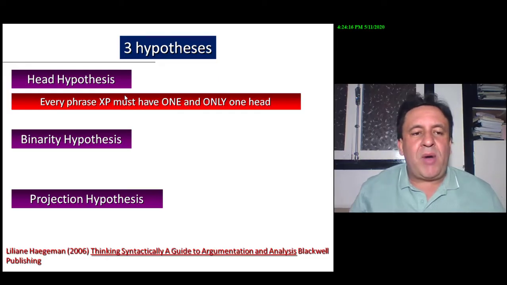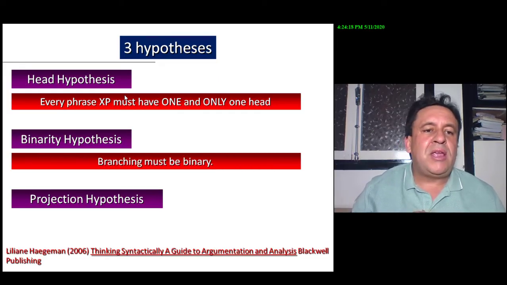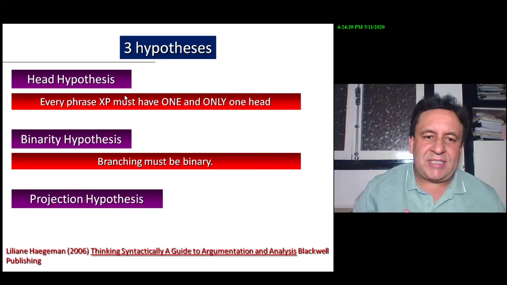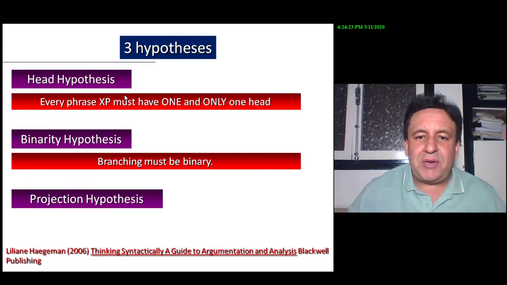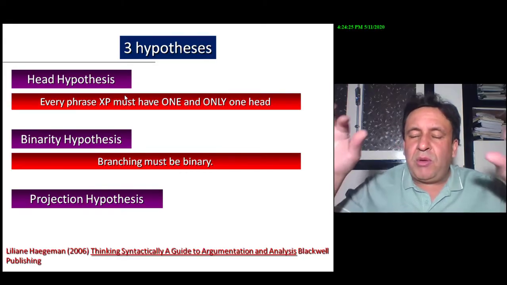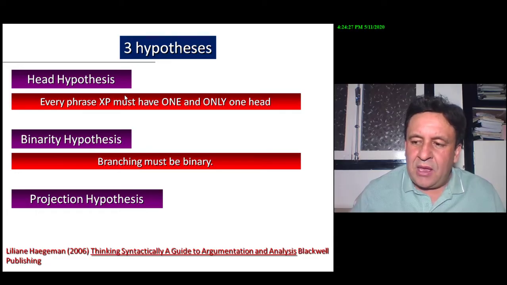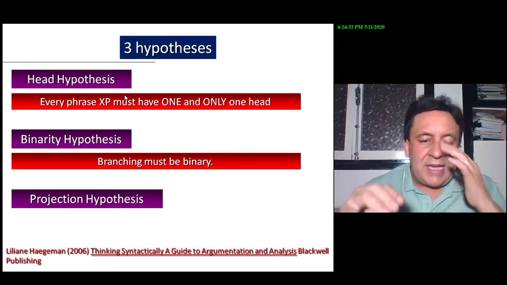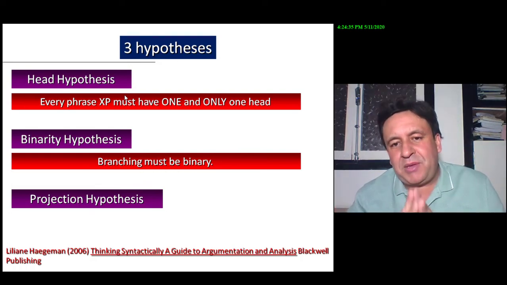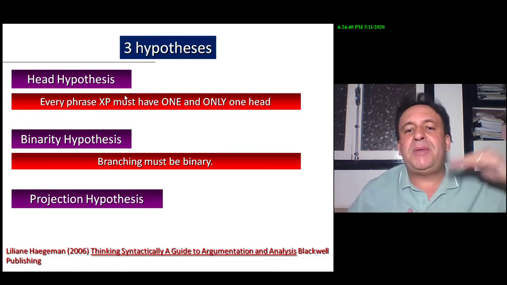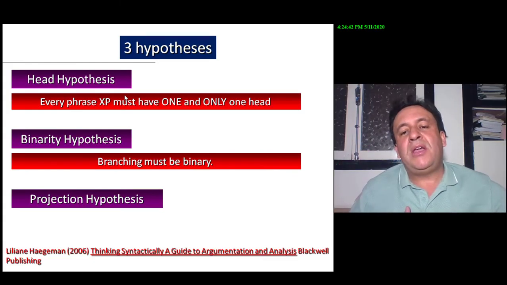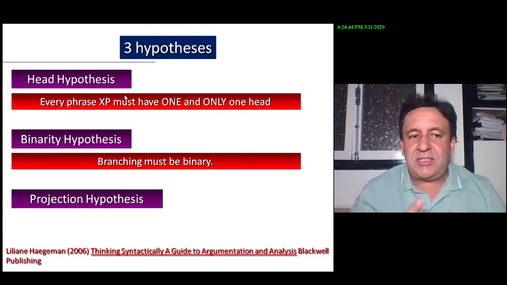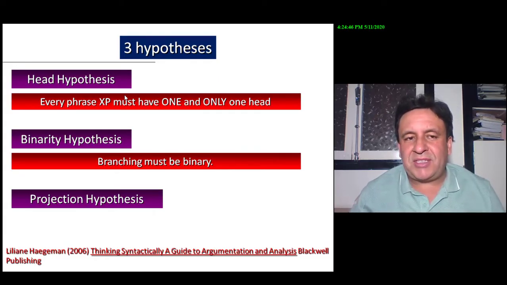The second requirement or hypothesis is what we call the binarity hypothesis. What it means is that branching must be binary. When we build a tree diagram, we cannot have a phrase with 3 branches or 4 branches. When we say that branching must be binary, it can be less than 2 branches. It can be 1, but it cannot have more than 2 branches. So this is basically what we mean by the binarity hypothesis.